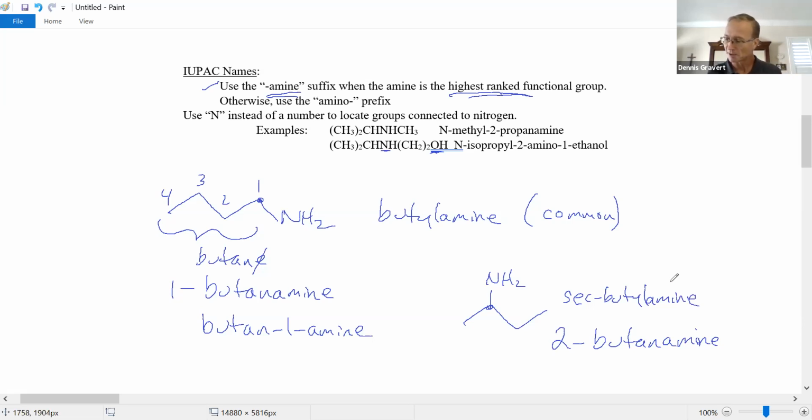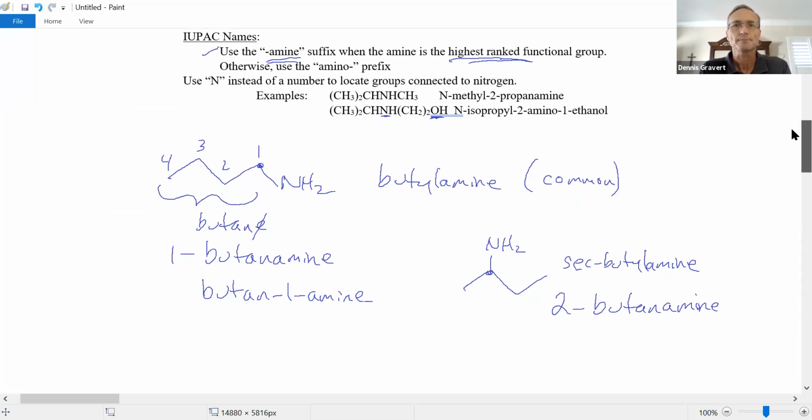Okay, so primary amines are the easiest to name, whether it's by IUPAC, well, it's best by common names, unless that chain gets a little too weird. If it's not the highest rank, use amino. We're not ready for that just yet.